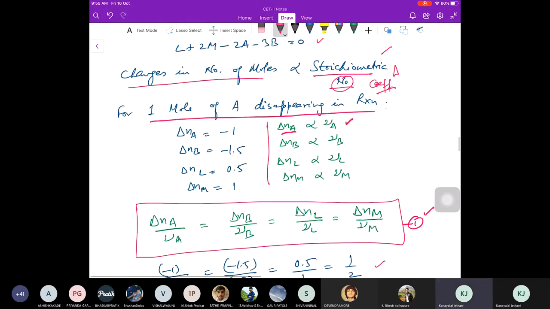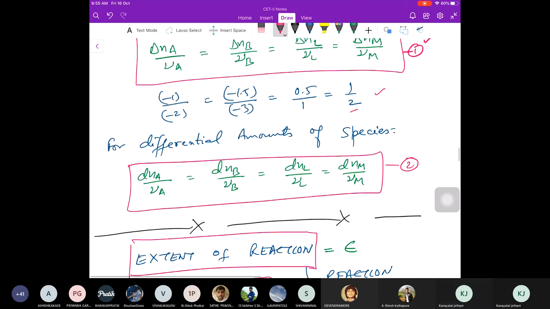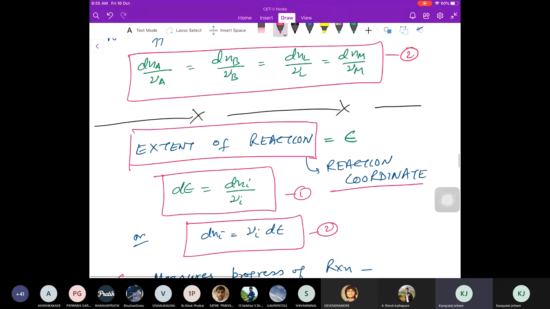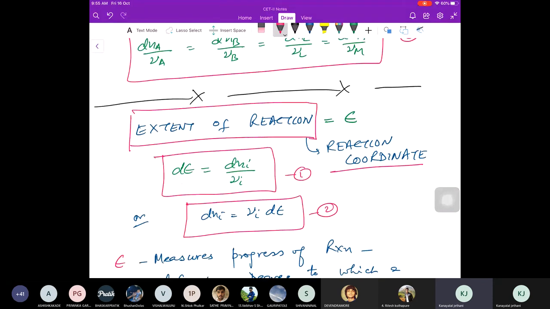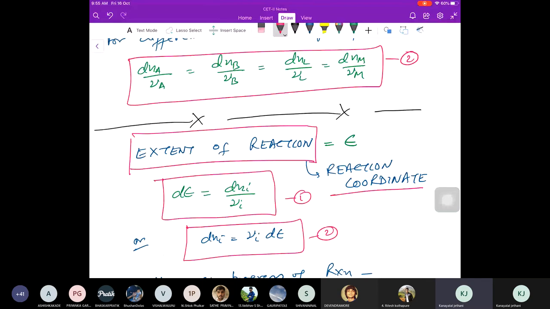Okay. Any questions on what we have seen so far? Because this is the basis for everything which we do later. Okay, so let's look at extent of reaction, which is denoted by epsilon, or it is also called reaction coordinate. It is defined as epsilon equal to dNA upon nu A, which we have defined here. Same thing, we are now defining it as reaction coordinate or extent of reaction. Or we can also write dNi is equal to nu i into d epsilon.